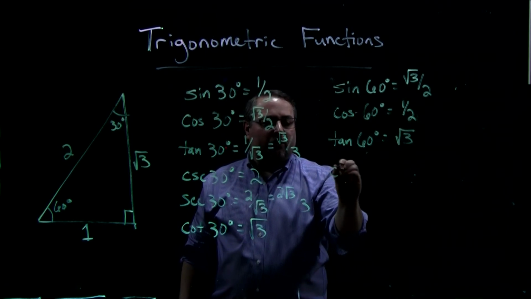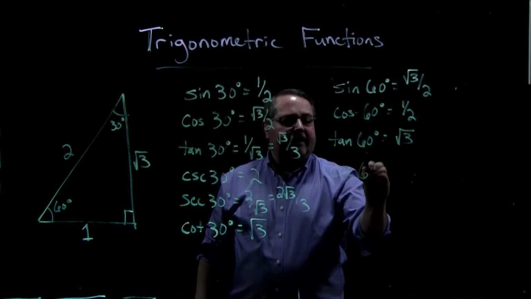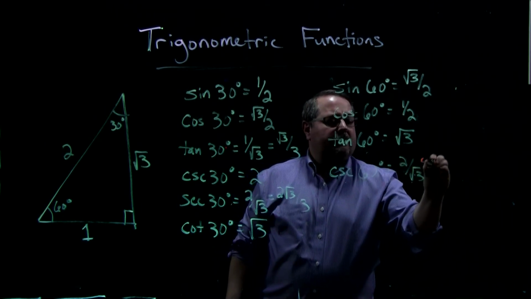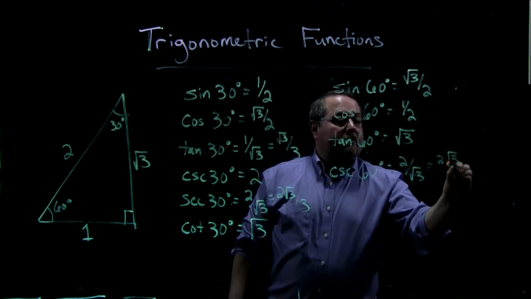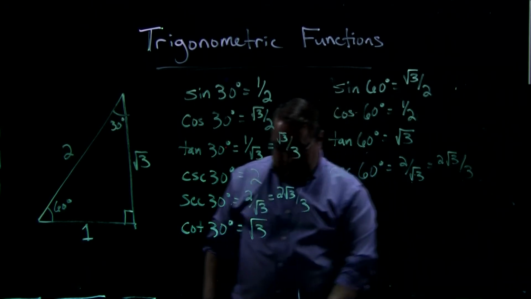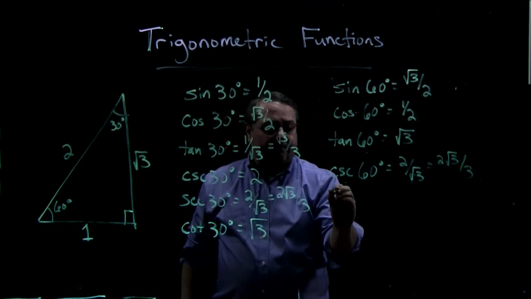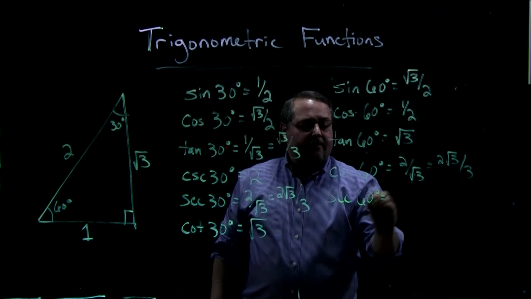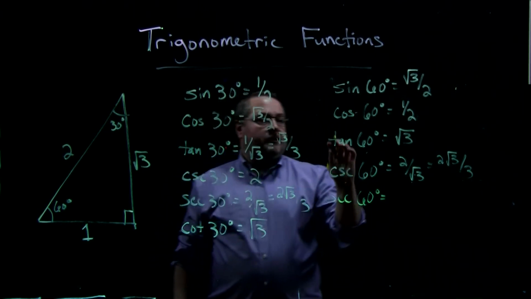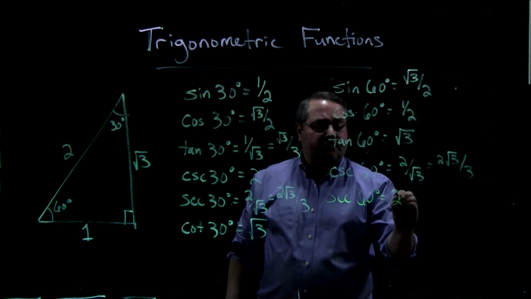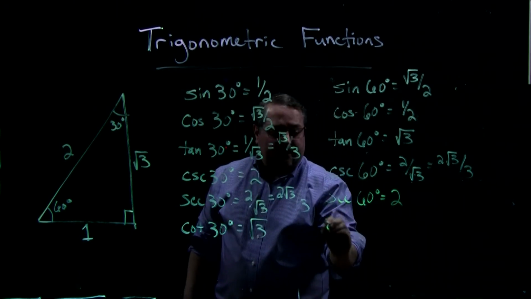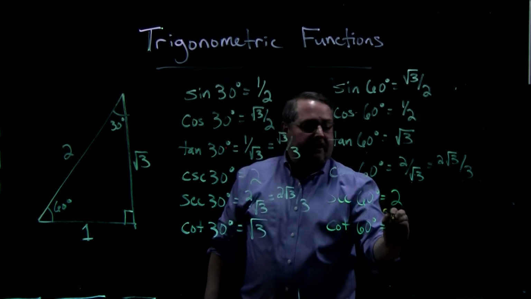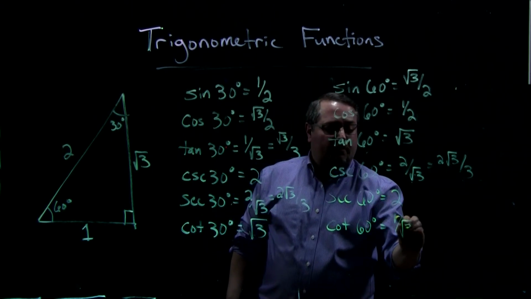And then taking reciprocals, we get that the cosecant is 2 over square root of 3, or 2 root 3 over 3. The secant of 60 degrees is the reciprocal of the cosine, which is 2. And finally, the cotangent of 60 degrees is the reciprocal of the tangent, which is 1 over square root of 3.